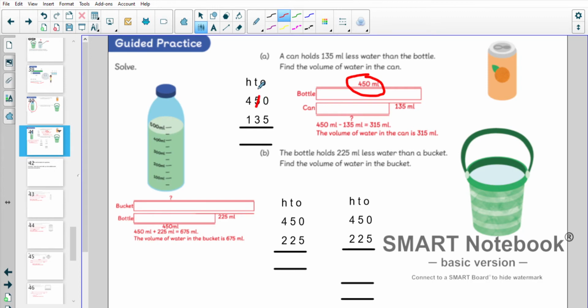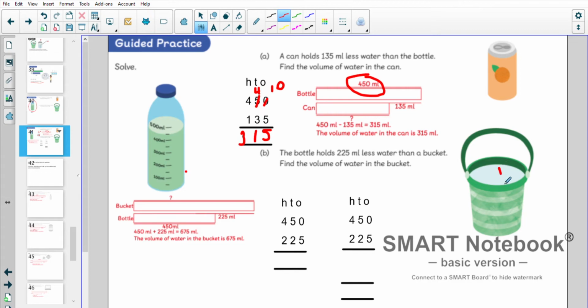So we cross that out and turn it into 4 tens instead of 5, and instead of 0, it's going to be 10. I can do that better now. So 10 ones take away 5 ones is 5 ones. 4 tens take away 3 tens is 1 ten, and 4 hundreds take away 1 hundred is 3 hundreds. Okay, so 315 millilitres. And B, the bottle holds 225 millilitres less than the bucket.